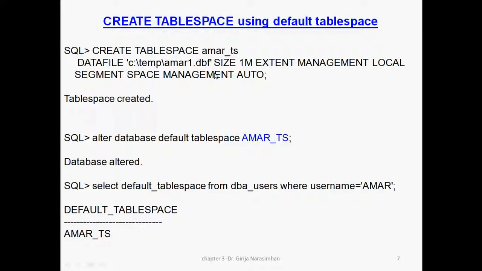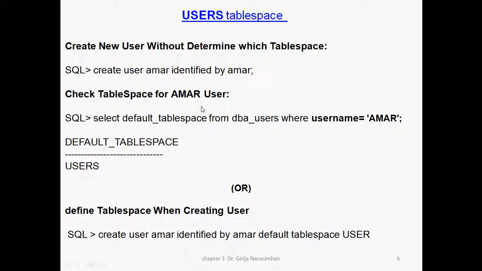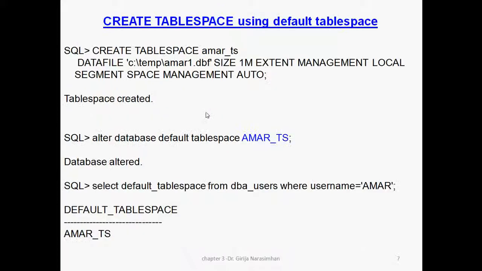How to create a table space you can see. The first method is that you don't create one, and it will take it automatically. Suppose I want to specifically mention one table space, then what do I do? Create table space named Amar_TS. This is my table space name. The data file .dbf is generally stored in TEMP. For my data file I give the size, and extent management local, segment space management auto. This way I create my table space. My table space name is Amar_TS.